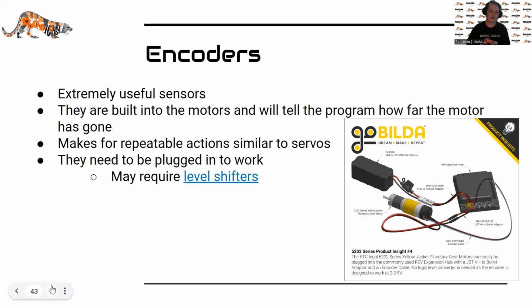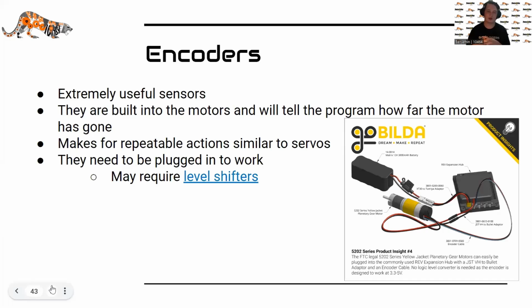And these are encoders, which I mentioned earlier when talking about specific position motor runs. So if you want to run a motor to a specific position, I said you need an encoder. They are extremely powerful sensors. They're built into motors, and they will tell the program how far the motor has gone.